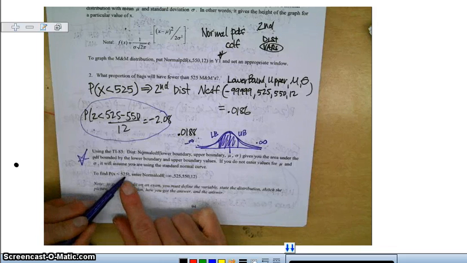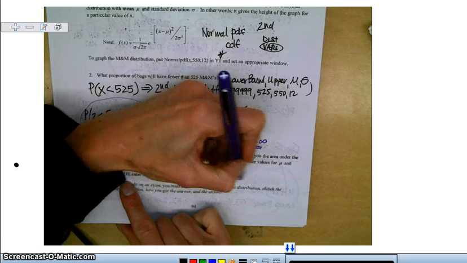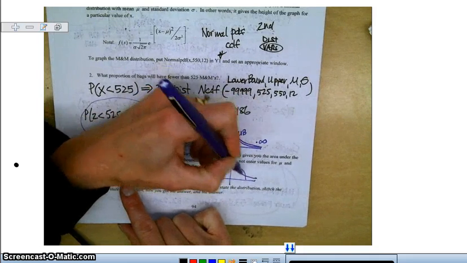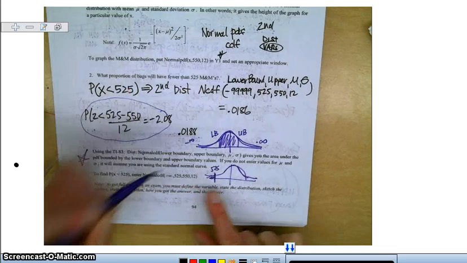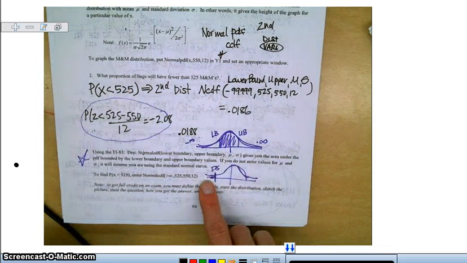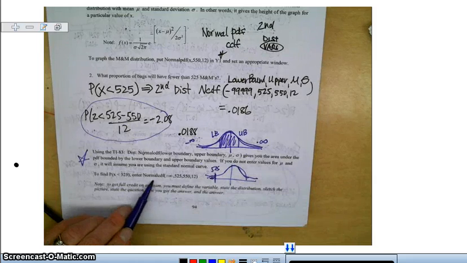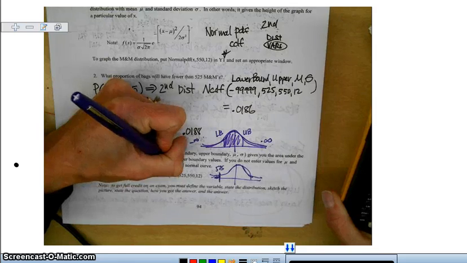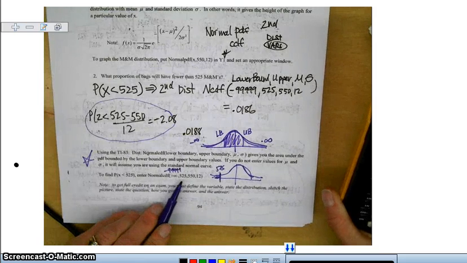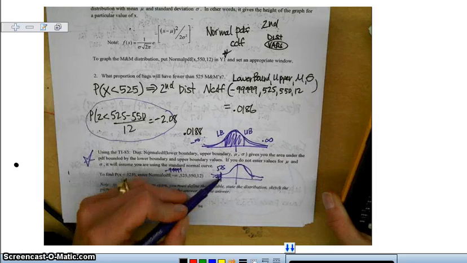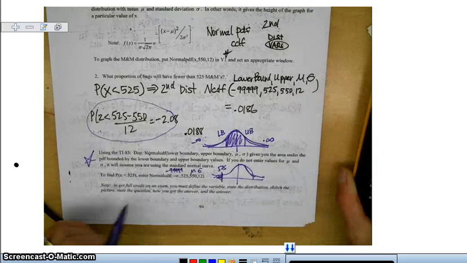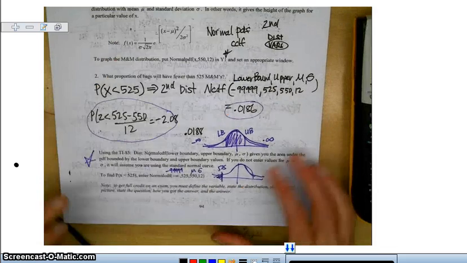So we just did this: find the probability, or the proportion, of bags that are less than 525. On our picture, the 525 is way down here, somewhere way down there, so it should be a very small percent. You enter normal CDF, negative infinity, which we typed in as like 4 or 5 nines. Just make sure there are more nines than digits in the number. 525 was the value we wanted to stop at. Our mean was 550, our standard deviation was 12, and we got a value of 0.0186.